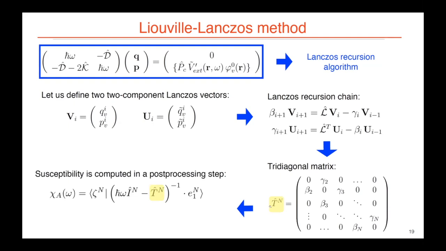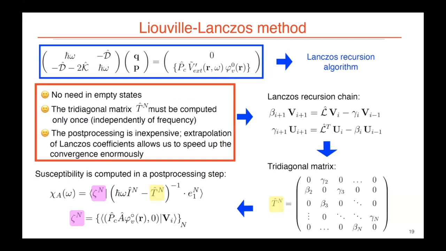So once we know this matrix T, we can compute the final quantity of interest, chi, which is the susceptibility, written in this form. We take this matrix T in yellow, we take h bar omega times the identity matrix, take the difference, and take it to the power of minus one. Then we multiply by e1n, which is just the unit vector, and on the left we have zeta, which are other objects that are computed on the fly. They're quite complicated, they are defined here, but they are really inexpensive to compute on the fly. And this is the post-processing step to compute this chi.